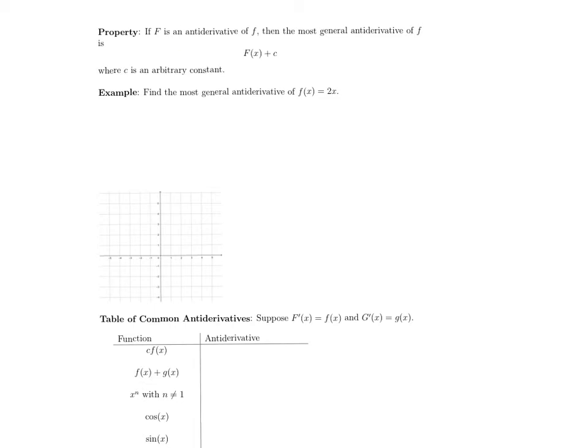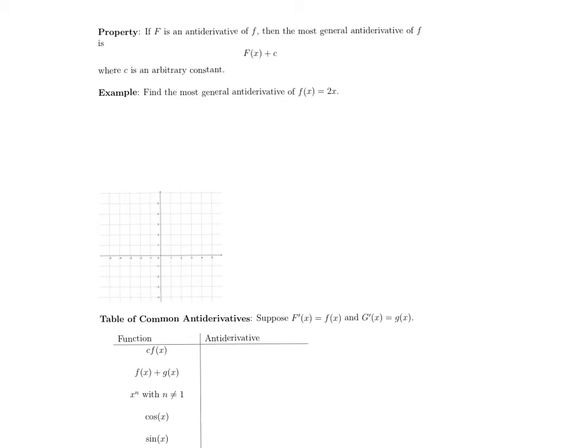If big F is an antiderivative of little f, then the most general antiderivative of f is big F of x plus c, where c is any arbitrary constant. And any antiderivative of little f must take this form. So with this in mind, let's see if we can find the most general antiderivative of the function 2x.